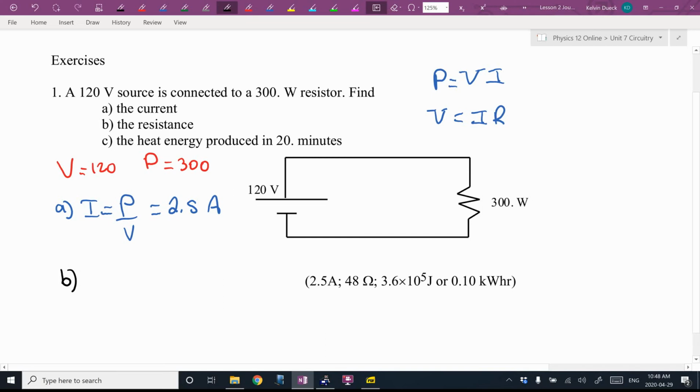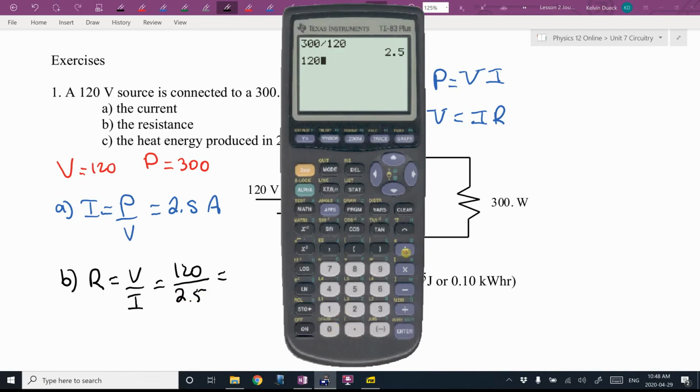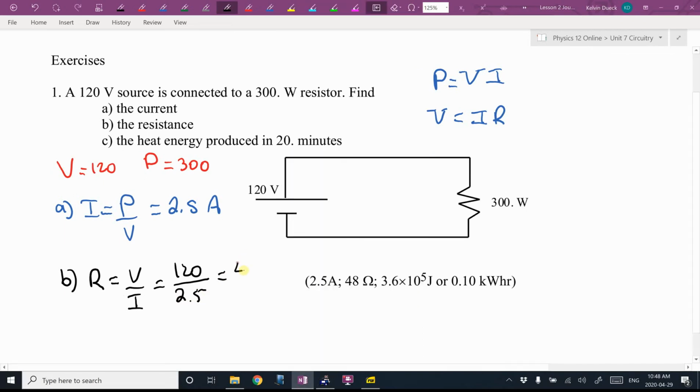Okay. B, the resistance. Well, R equals V over I. So V was 120. I just calculated I to be 2.5 amps. So it's going to be 120 divided by 2.5, 48 ohms.